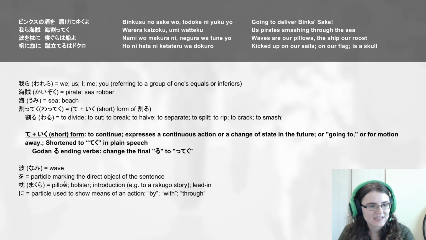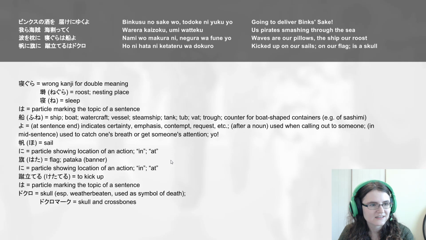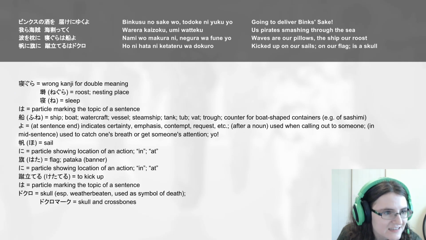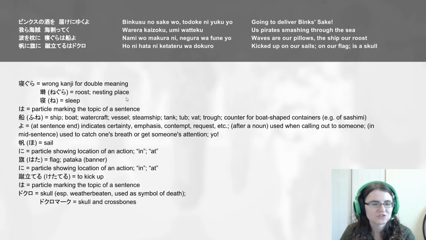So through these pillow waves, we have this negura, and this has the wrong kanji, because in the original lyrics this is the kanji they have, but it's actually just this one that's the wrong kanji, because this kanji is from ne, which means sleep, but negura uses this kanji, which actually means roost or a nesting place, and that's something you see actually a lot in songs. It kind of gives it a double meaning, or it's just cool.